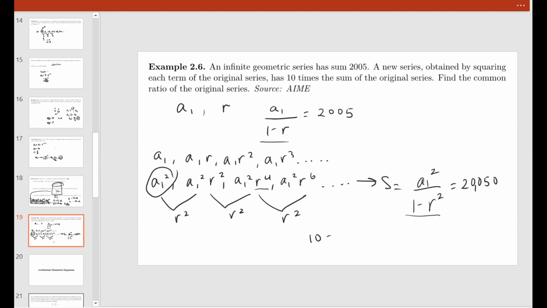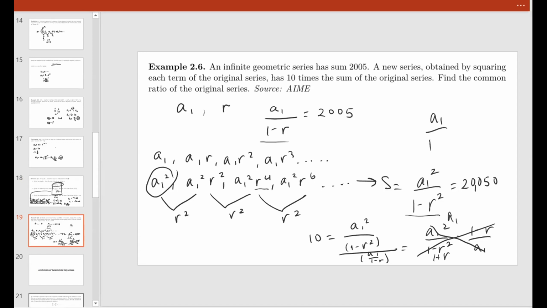So you get 10 is equal to a1 squared over 1 minus r squared over a1 over 1 minus r. So this is equal to a1 squared over 1 minus r squared times 1 minus r over a1. So this is 1 plus r because 1 minus r squared is 1 minus r times 1 plus r by difference of squares. And this is a1. So we have a1 over 1 plus r is equal to 10. We have a1 over 1 minus r is 2005.